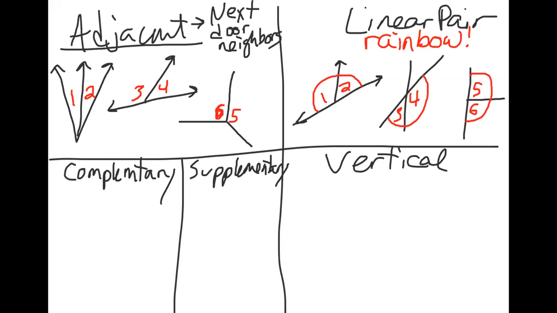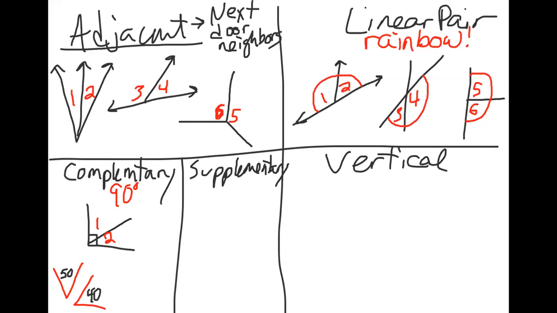Complementary, these are the ones that have to add to be 90. So you have to start with a 90-degree angle, okay? Or they have to have a sum of 90 degrees. So they could actually be separate. So you could have an angle here and an angle here, as long as I knew that, let's say this was 50 degrees and this was 40 degrees. That counts because they add to be 90.